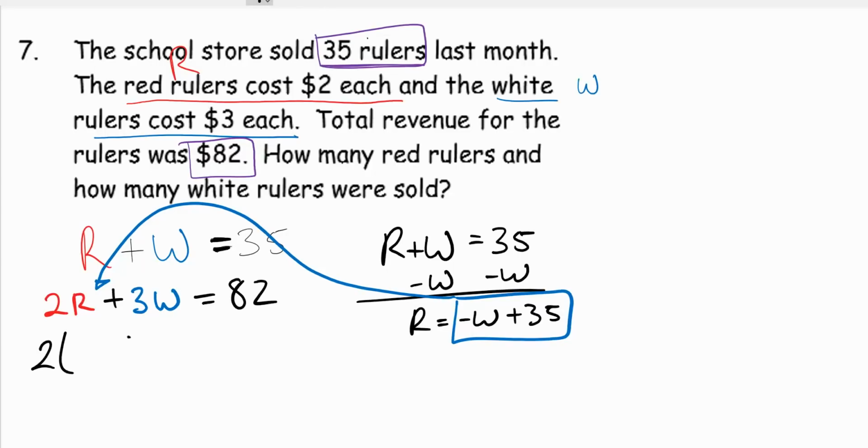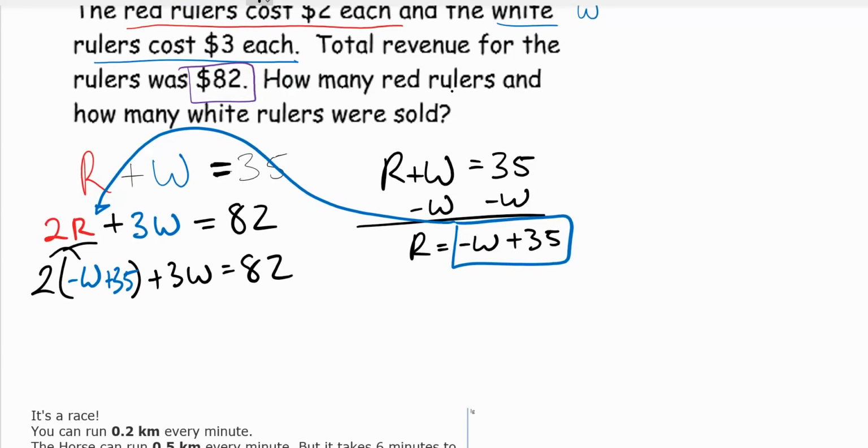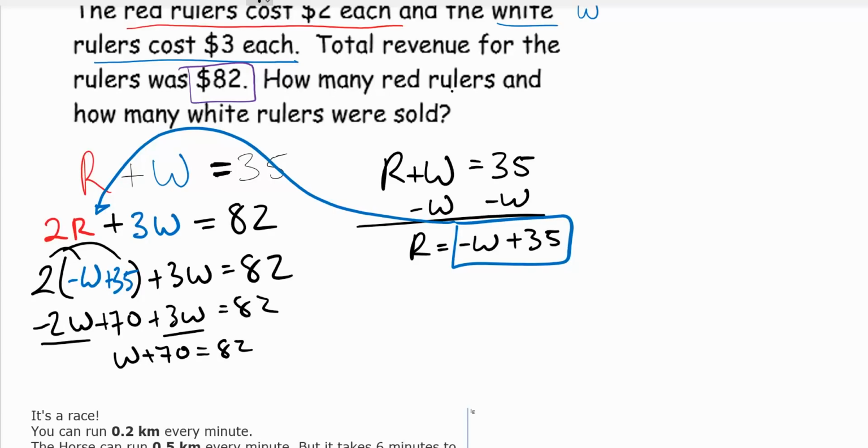So we say 2R plus 3W equals 82. Then we're going to substitute in negative W plus 35, and we'll get, distribute, negative 2W plus 70 plus 3W equals 82. Combine our like terms and we'll get W plus 70 equals 82. Subtract 70 and we get W equals 12.